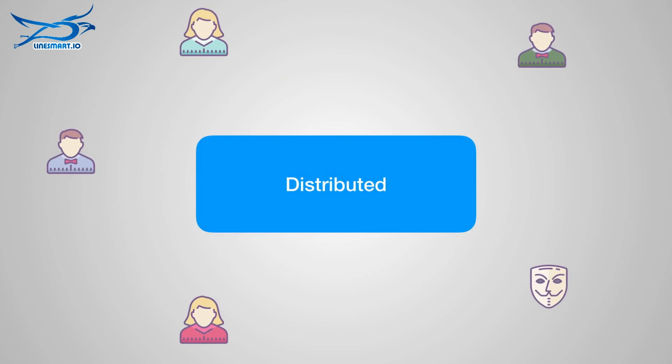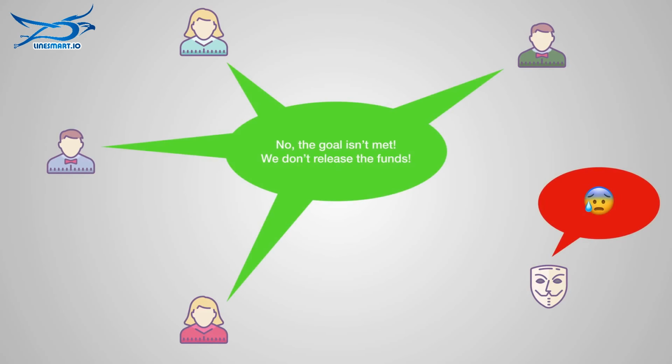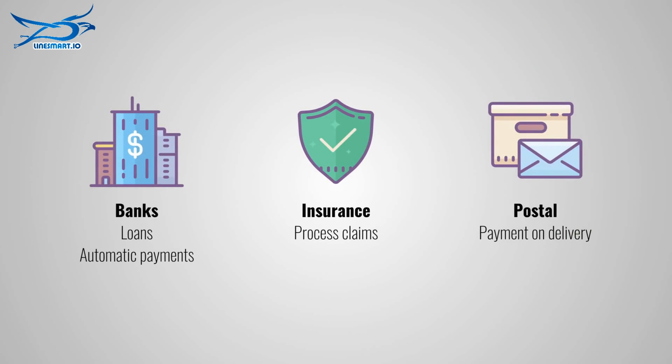And being distributed means that the output of your contract is validated by everyone on the network. So a single person cannot force the contract to release the funds because other people on the network will spot this attempt and mark it as invalid. Tampering with smart contracts becomes almost impossible. Smart contracts can be applied to many different things, not just on crowdfunding. Banks, for example, could use it to issue loans or to offer automatic payments. Insurance companies could use it to process certain claims, and postal companies could use it for payment on delivery, and so on and so on.